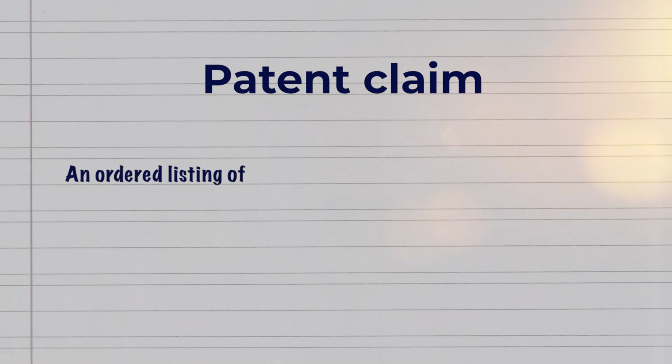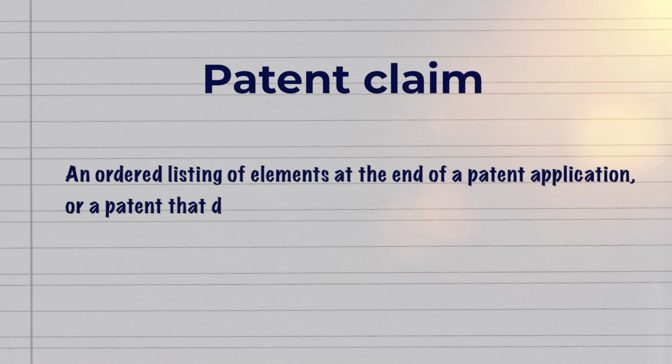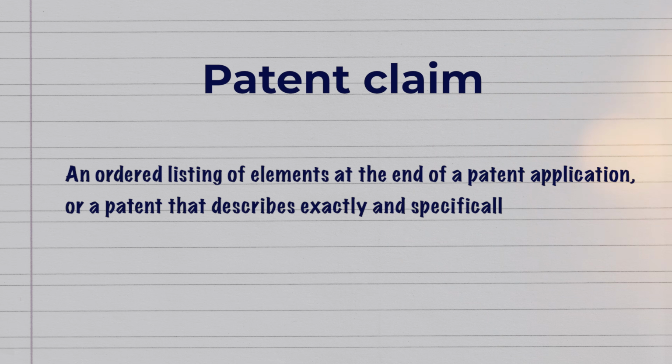Now, a patent claim is something different. A patent claim is an ordered listing of elements at the end of a patent application or a patent that describes exactly and specifically what I claim as my invention. Sometimes patent claims can be a little difficult to read, but generally the patent claim contains the minimum set of parts that I believe comprises my invention.